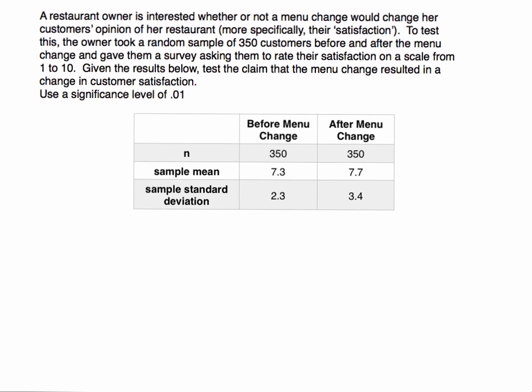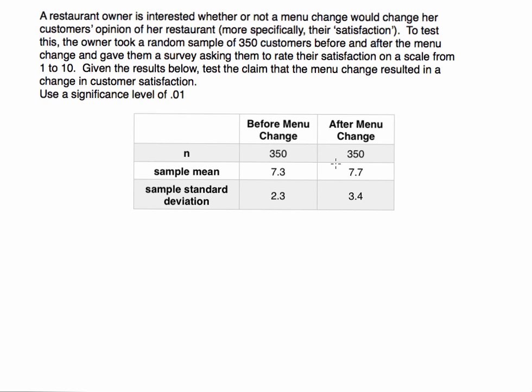Let's look at an example where we use StatCrunch to calculate the p-value for a hypothesis test from two samples. A restaurant owner is interested in whether or not a menu change would change her customers' opinion of her restaurant, more specifically their satisfaction with the restaurant. To test this, the owner decided to take a sample of 350 customers before the menu change and after the menu change and gave them a survey to rate their satisfaction, on a scale of 1 to 10.